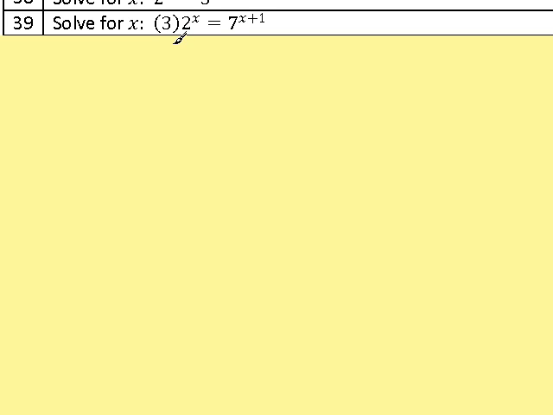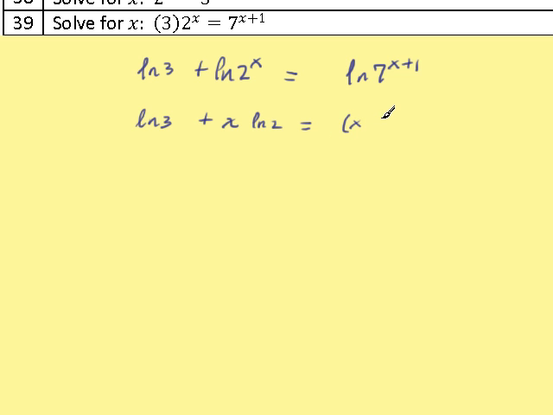Right, in 31, we have this 3 in front, but we'll start the same way, ln both sides. So on the left, use a log property right away. Ln of this product, that's ln 3 plus ln 2 to the x is equal to ln 7 to the x plus 1. See, we use the fact that ln AB is ln A plus ln B. We use the first log property right away. All right, let's bring down the exponents. So here we have ln 3 plus x ln 2 is equal to x plus 1 times ln 7.